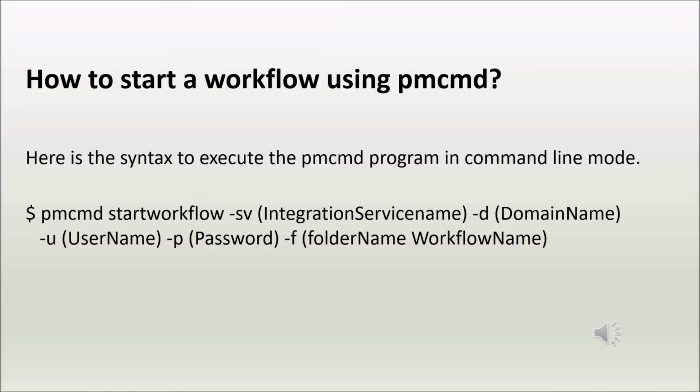So here you can see the syntax is pmcmd space startworkflow. This is the action, whatever action you want to perform, you have to mention here. Space hyphen sv, this is the integration service name, so you have to give the integration service name after hyphen sv. Then space hyphen d, d means domain name, space, you have to give the domain name, and hyphen u you give the username, and hyphen p space password, hyphen f space folder name, and then space workflow name. This is the syntax to start the workflow.